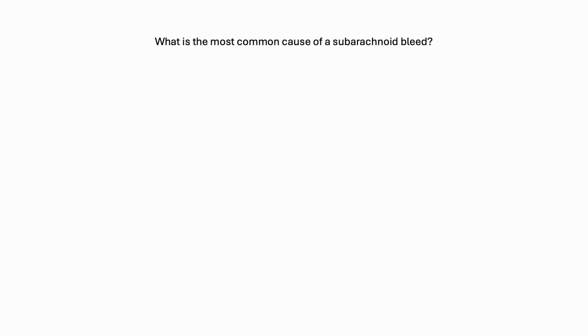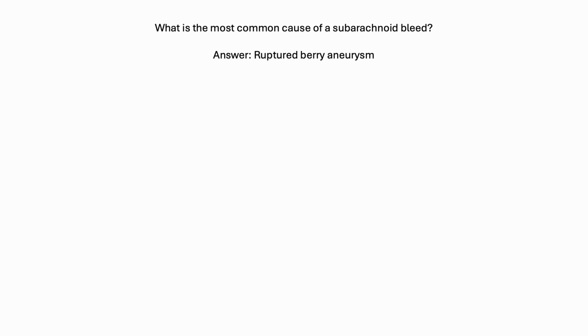What is the most common cause of a subarachnoid bleed? And that's going to be a ruptured berry aneurysm.